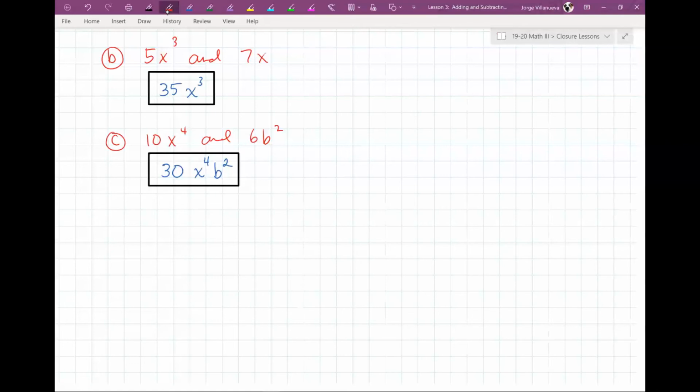So for part D, they might give you a problem that looks like this. Or not they might, I know they are. So this is how you do this. First, you got to find the LCM. Okay, so let's find the LCM between 2x and 3y.